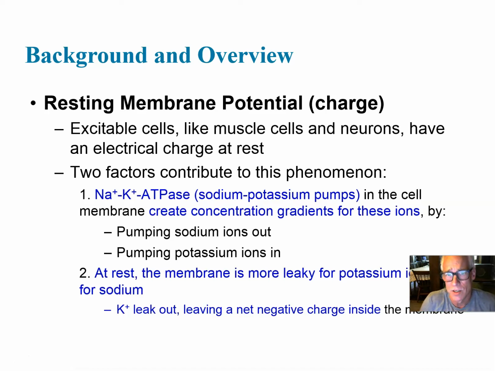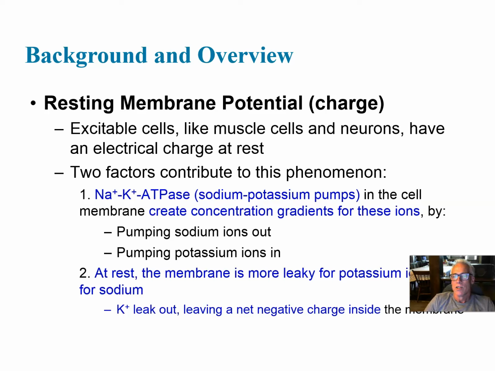Resting membrane potential. So these cells have an electric charge on the membrane. And how does that come about? Well, there's two things that contribute to the presence of that imbalance in charge. Negative on the inside, positive on the outside of the membrane. Firstly, the sodium-potassium pumps found in the membrane of all your cells are constantly pumping sodium ions out of the cells and potassium ions into the cells.